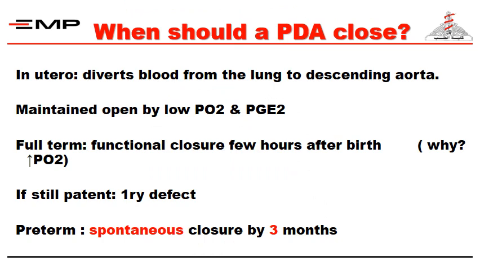When should it close? What is it doing, that PDA? In utero, it diverts blood from the lung to the descending aorta so that the blood can reach the lower limbs and the kidney. It is maintained by low oxygen and prostaglandin E2. In a full-term neonate, functional closure occurs a few hours after birth.